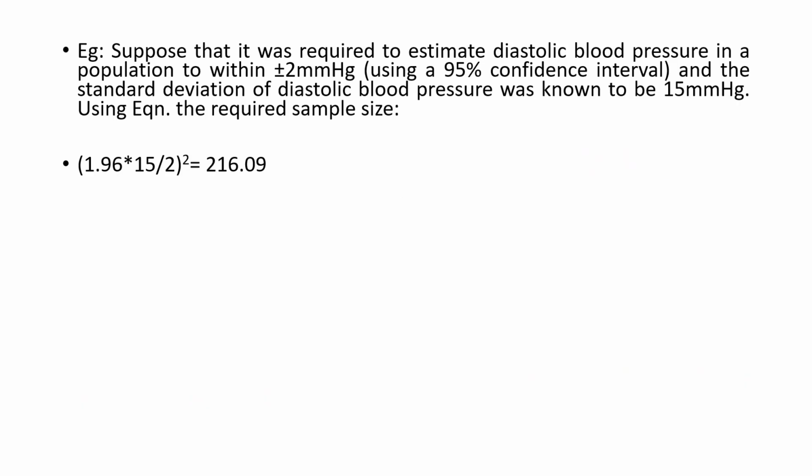This is an example which tells that if you have to estimate the diastolic blood pressure of a population within 2 mmHg. Now this is the deviate they have given, and the standard deviation which is known is 15 mmHg. So then the equation required will be 1.96 multiplied by 15 mmHg divided by plus minus 2, which is given as the deviate, and that will give you the sample size approximately.